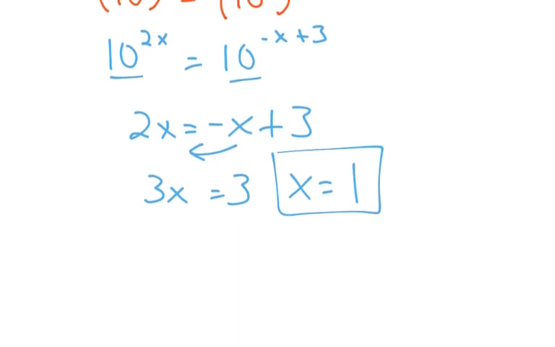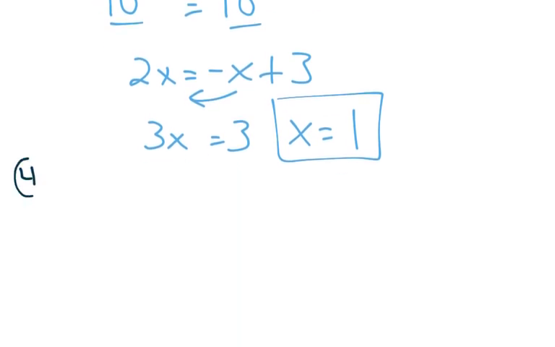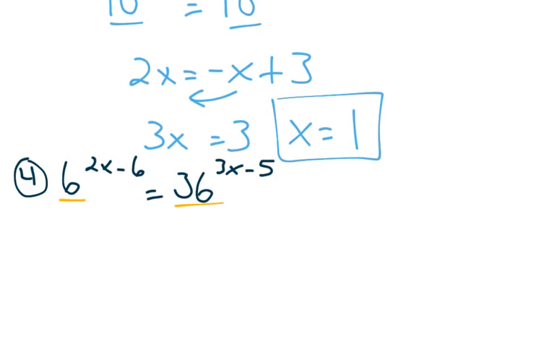Let's try one more here. Number 4, running out of space. 6 to the 2x minus 6 power is equal to 36 to the 3x minus 5 power. Again, our bases aren't the same, but what we can do is rewrite them using the same base. The base here that we should use is going to be 6, because this one is already 6. This one is 6 squared. So we'll have 6 to the 2x minus 6 power is equal to 6 squared to the 3x minus 5 power.